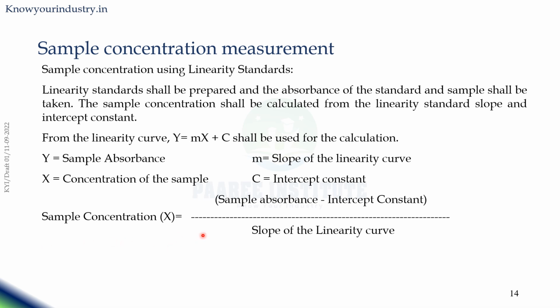So x will be calculated using sample absorbance minus the intercept constant, divided by the slope of the linearity curve. That is (y minus c) divided by m. Using this equation, the unknown concentration of the sample will be determined and the results will be displayed.